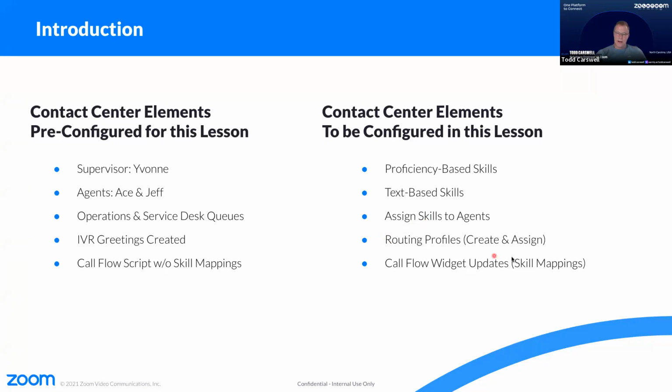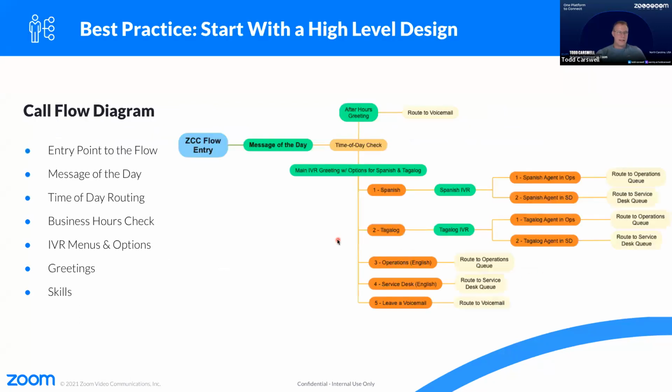I'm going to create some routing profiles and then assign those to my existing call queues for service desk and operations. And then I'm going to go into my call flow editor and update my widgets to map skills. So that's just setting the table here.